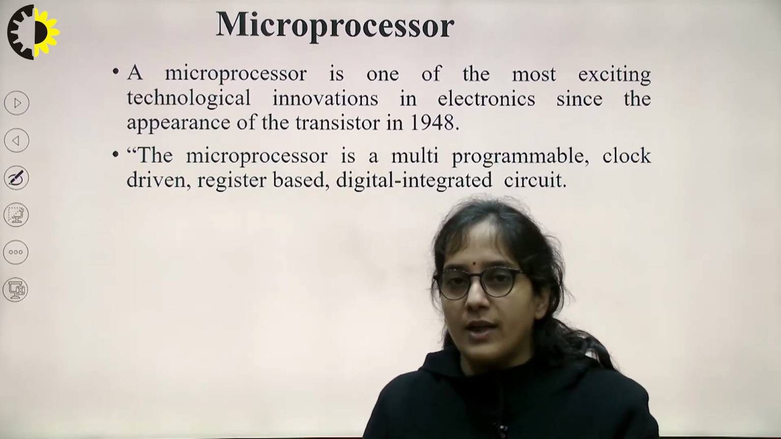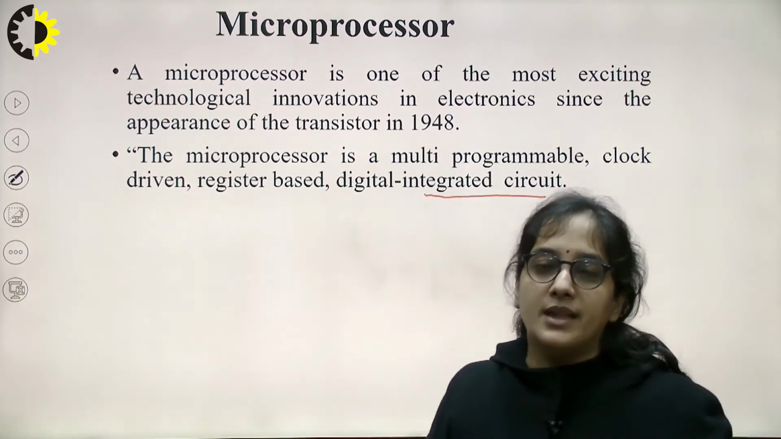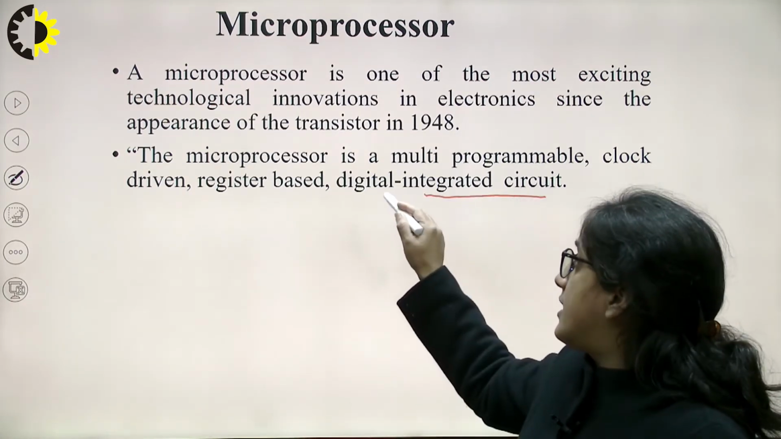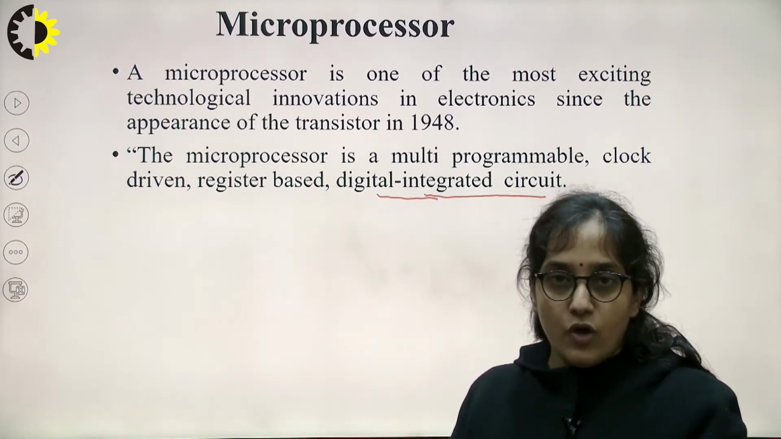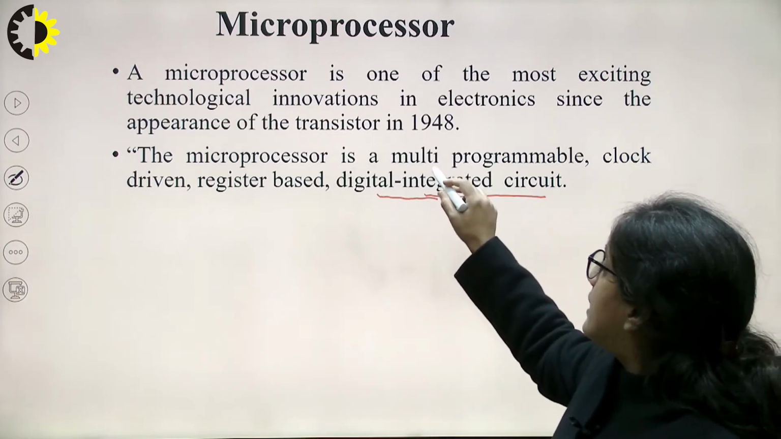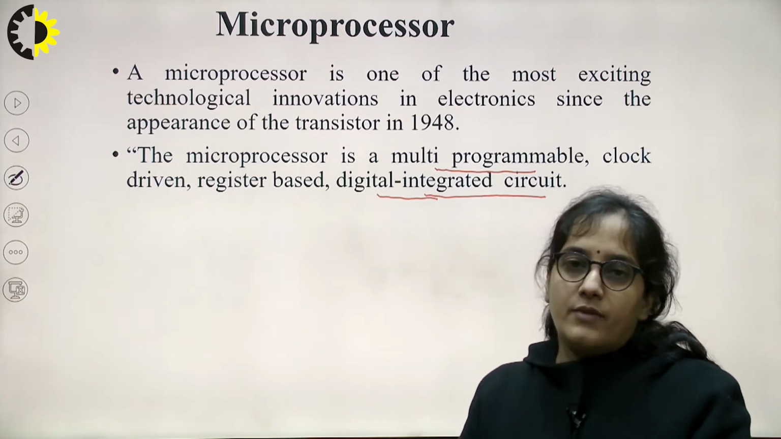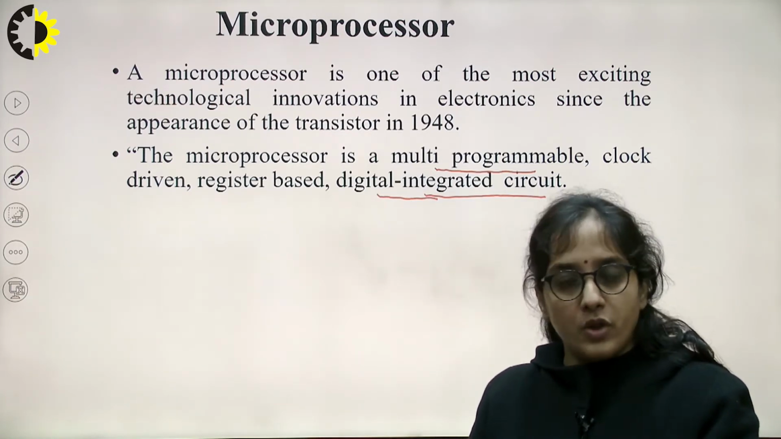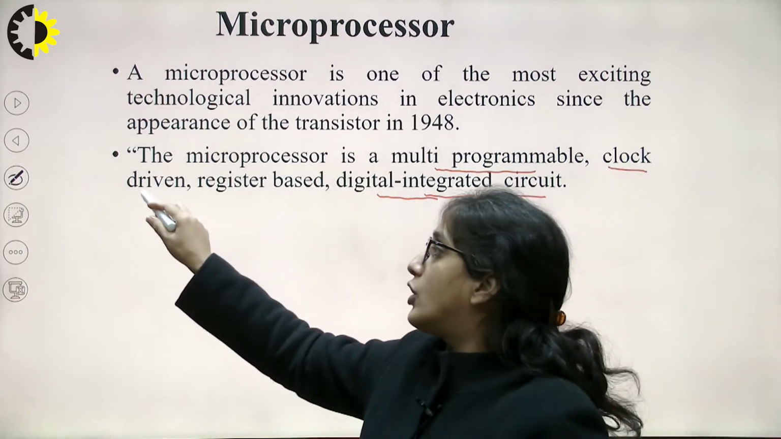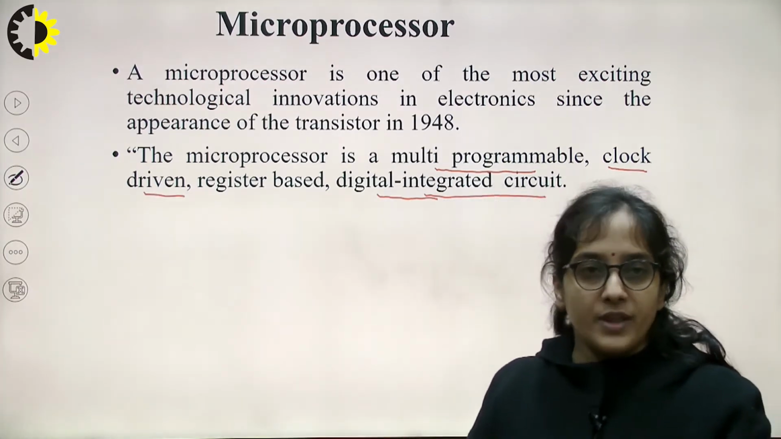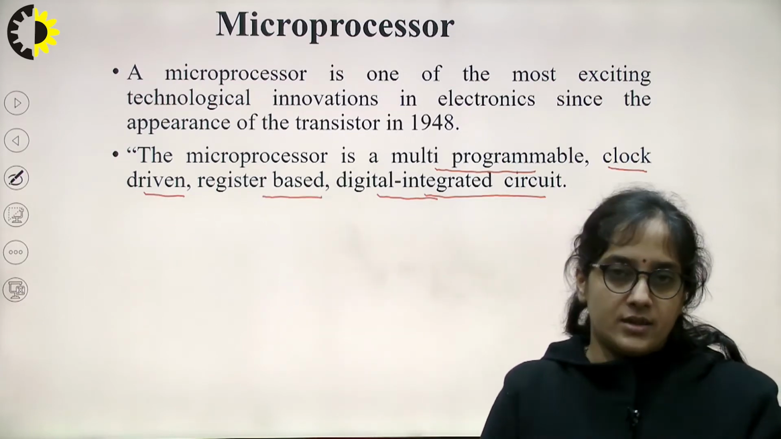As I told you, this microprocessor is an integrated circuit, that is, it is available in a chip. Digital integrated circuit. So, we can say that this device needs data in a digital form, and as I told you, it is multi-programmable. So, we can program it multiple times. We can use this device to perform n number of tasks. It is also clock driven. It needs clock frequency to perform its operation, and it needs some registers to store the data.